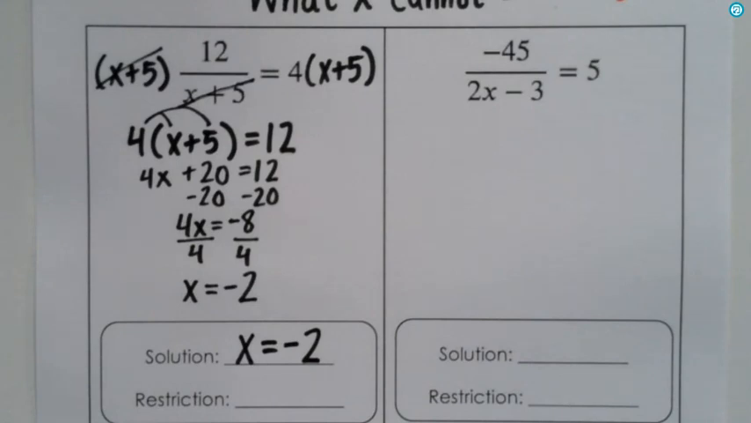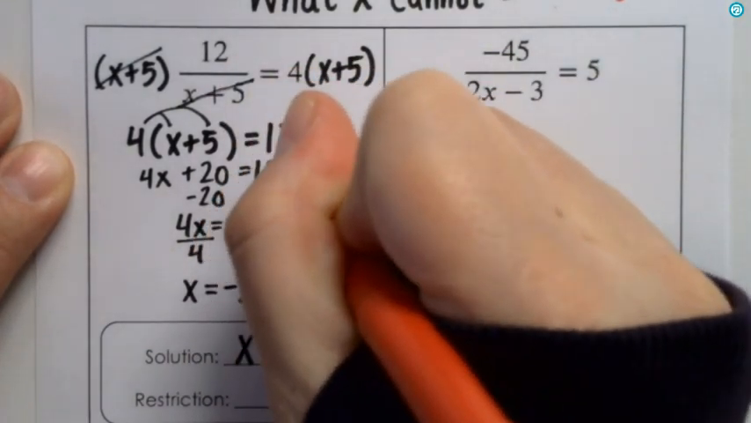Okay. Additionally, we need to solve for a restriction, which is what x cannot equal. So we have to set up the equation for that, and you have to know that this is always how you set up the equation. You take whatever was in the bottom of the fraction. So in this one, it's x plus 5.